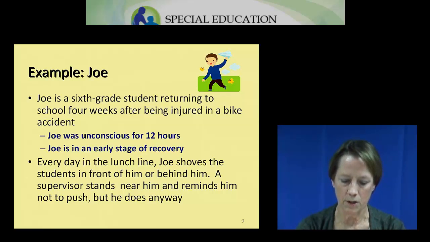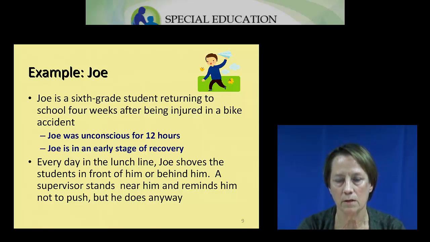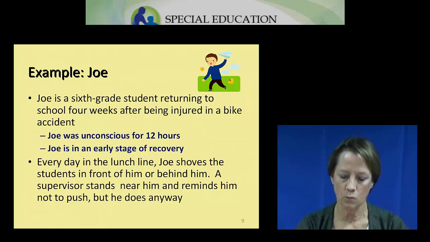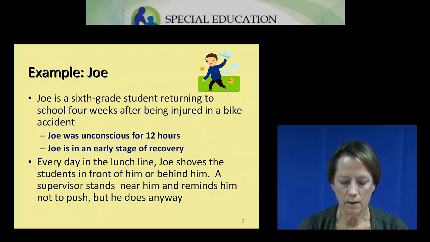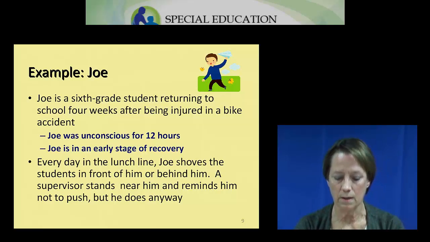Let's look at an example here of challenging behavior, and we're going to talk about Joe. Joe is a 6th grade student, and he's returning to school. He's been injured in a bike accident, and it's now 4 weeks later. Joe was unconscious for 12 hours, and he's in what we would call the early stage of recovery. If these concepts of length of unconsciousness and stage of recovery are unfamiliar to you, you might want to look back at webcasts 1 and 2 where these are talked about in greater detail. We can say, though, that Joe's injury was a very serious injury. And now, every day in the lunch line, Joe shoves the students who are in front of him or behind him, and a supervisor stands near him, reminds him not to push, but he does that anyway.